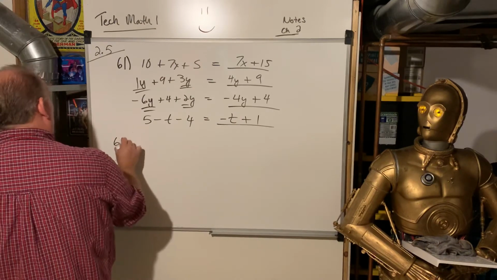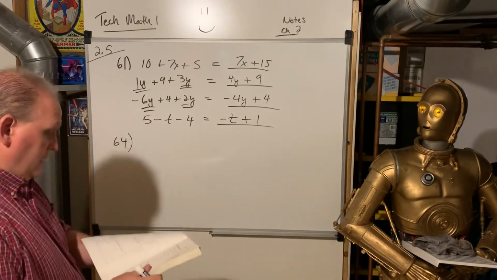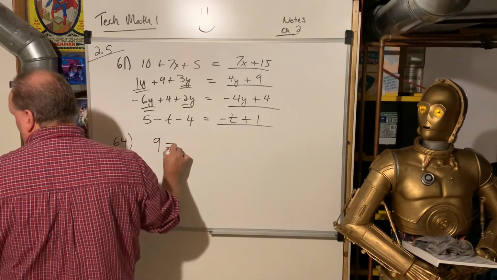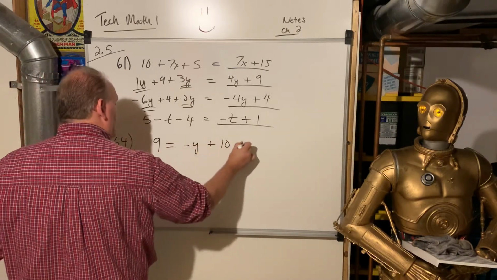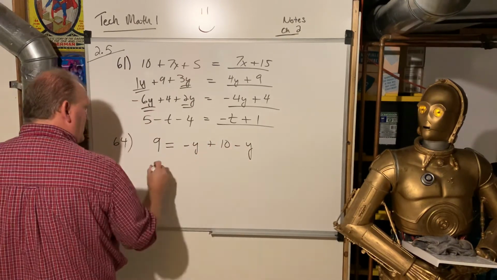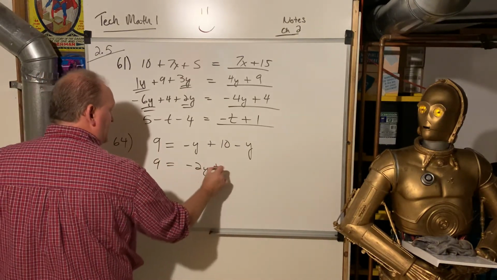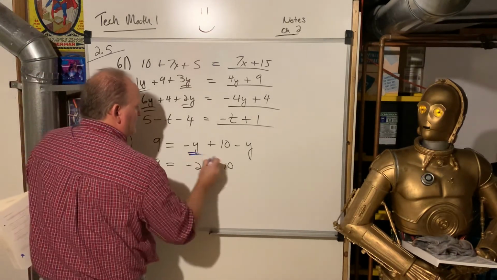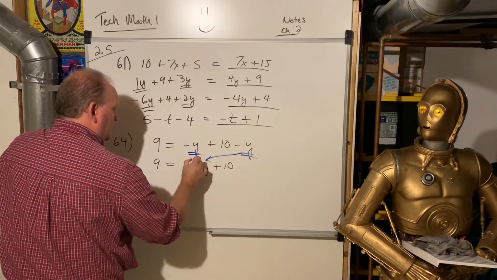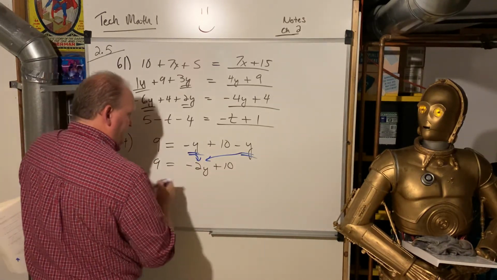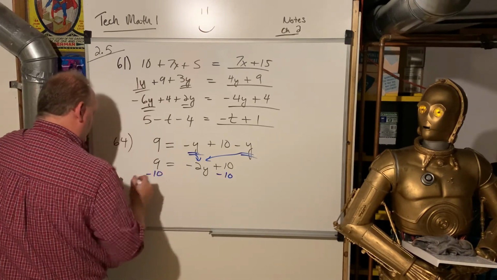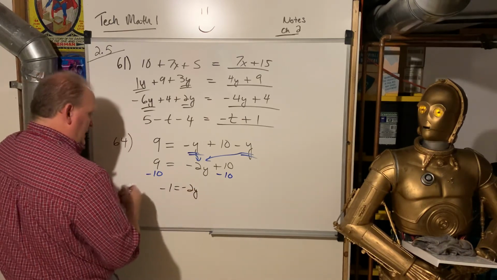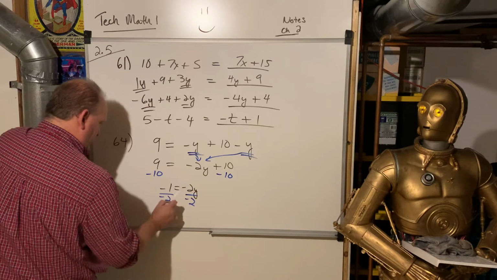And then let's do 64, that's 2.5. And that's going to be solving an equation. So we're back to solving an equation now, but they have us having to combine like terms first. So combine the like terms, negative 2y plus 10. And now all we did there was we cleaned up the right side of the equation here. So now let's isolate the variable. So negative 1 equals negative 2y, and then divide by the number in front of the variable.